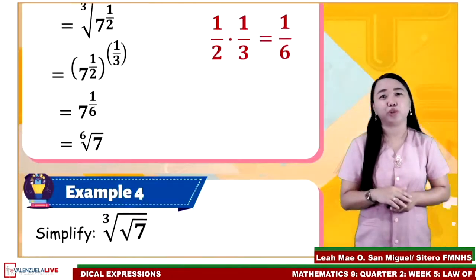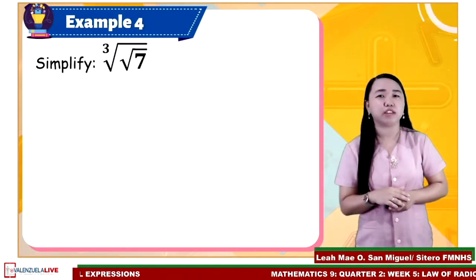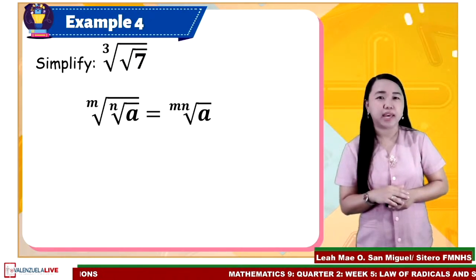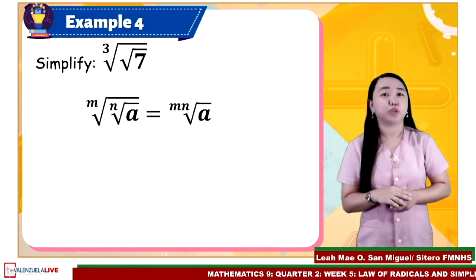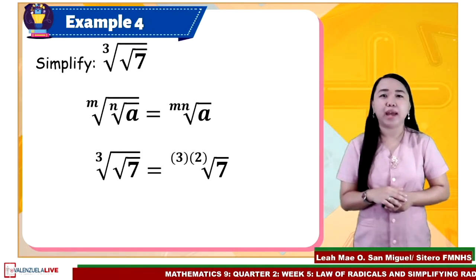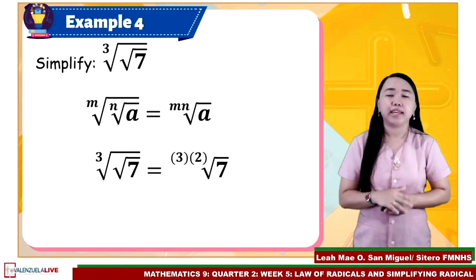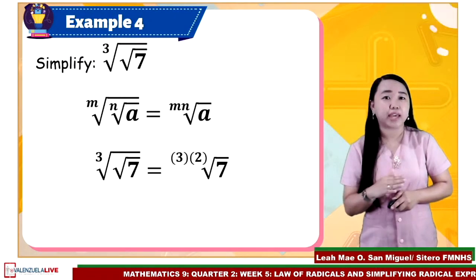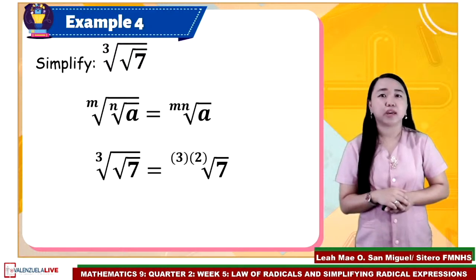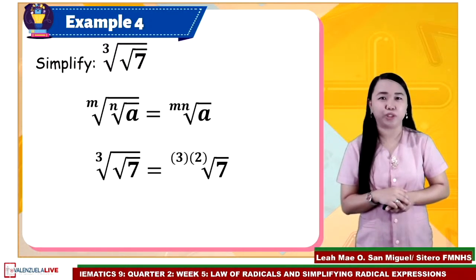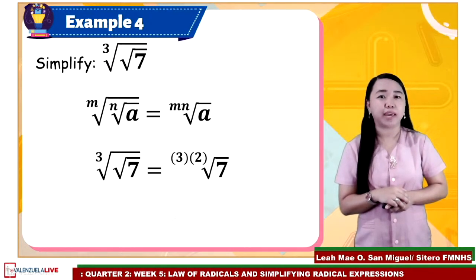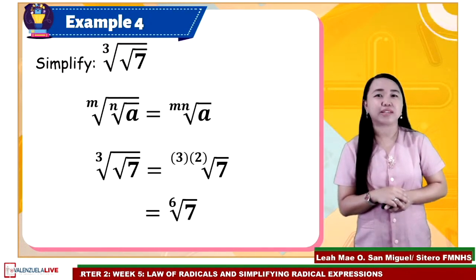Another method to simplify this is by using the formula: mth root of nth root of a is equal to mnth root of a. The index of the radical is 3 and the index of the radical inside the cube root is 2. Multiplying the index, 3 times 2 is equal to 6. Therefore, the simplified form is 6th root of 7.